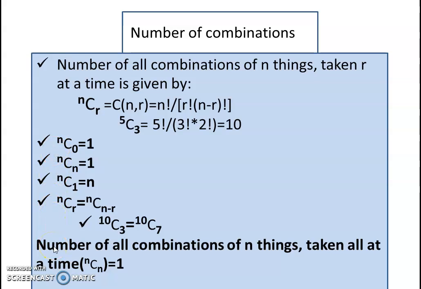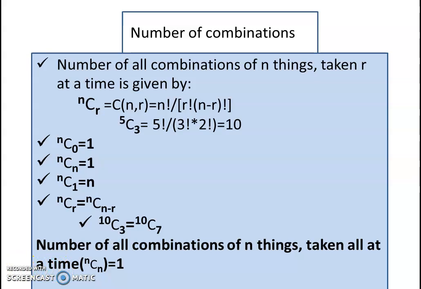The number of all combinations of n things taken all at a time is always equal to 1, as we have seen earlier. When we have some letters and we are taking all letters, we have only one combination. So when we are taking all at a time, the answer will always be 1.